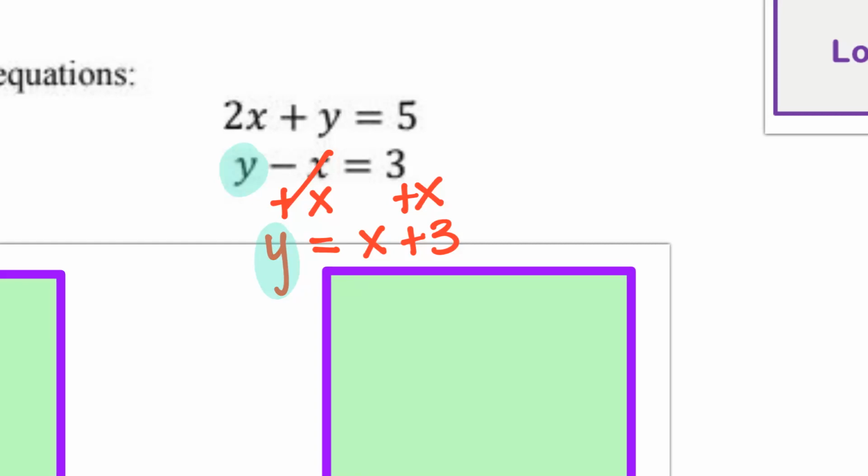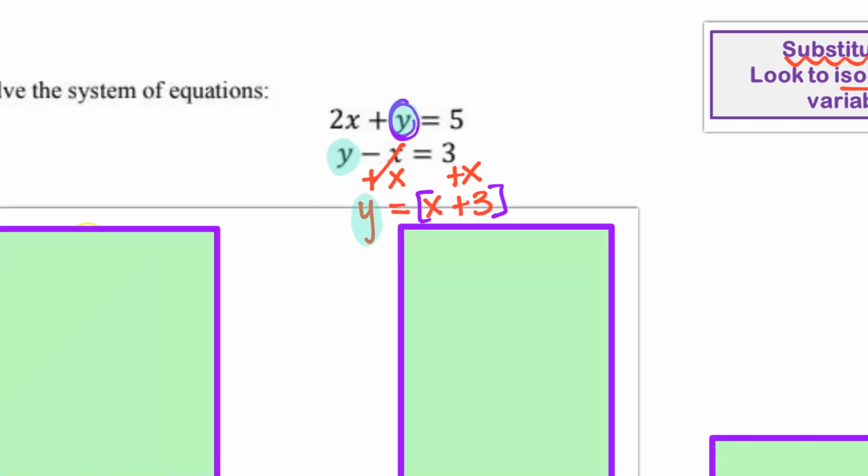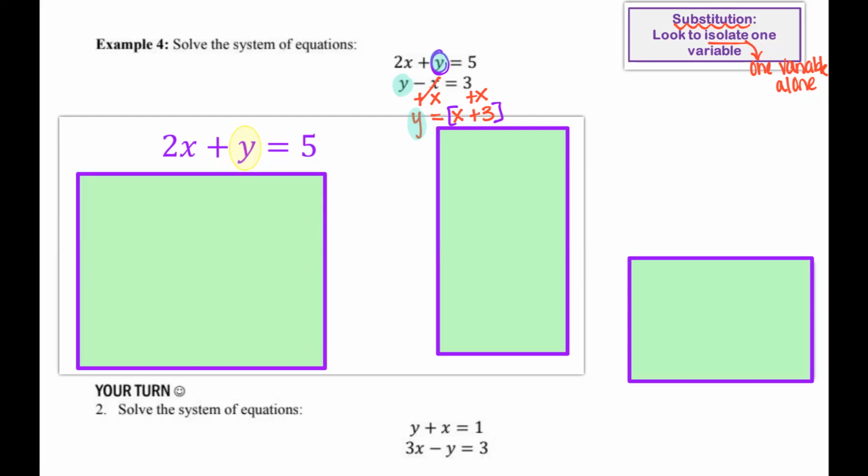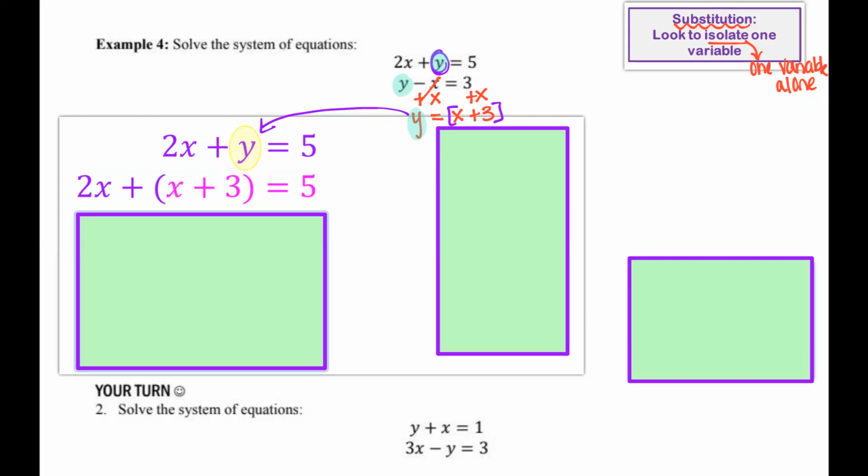By solving for y, I've now got the y alone, and I can take this equation and substitute into my second equation for y. So I can replace the y in the second equation with what I found. I'm going to replace my y in the second equation, and so instead of y, I'm going to plug in my x plus 3. This is what I solved for y.